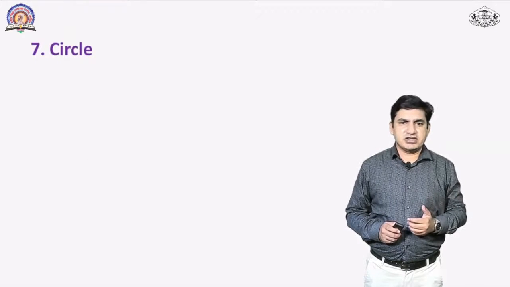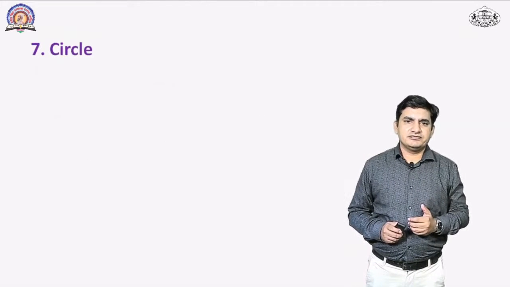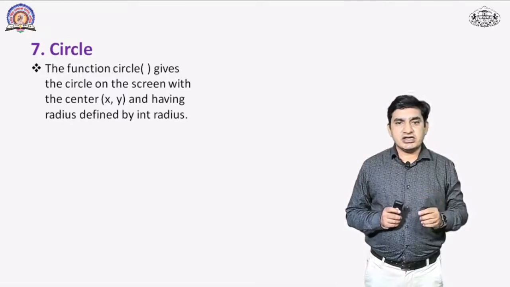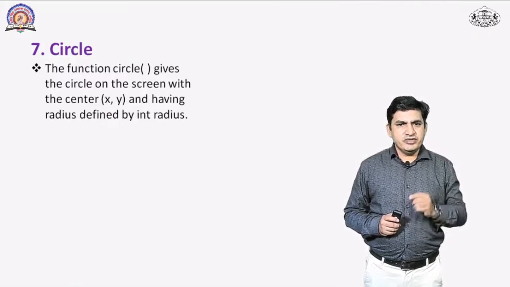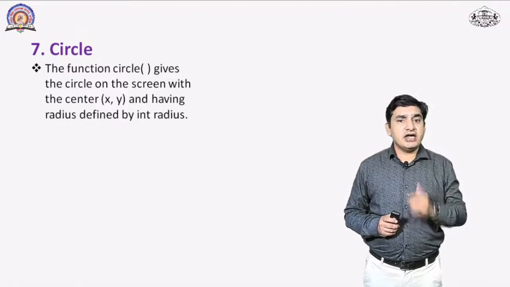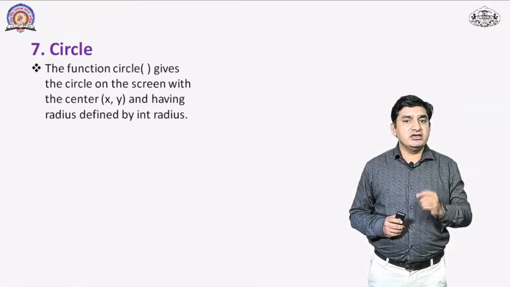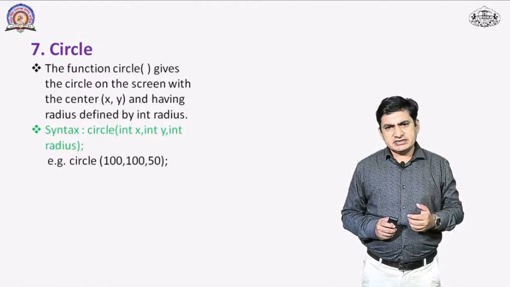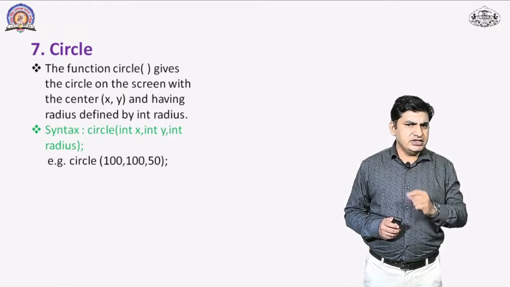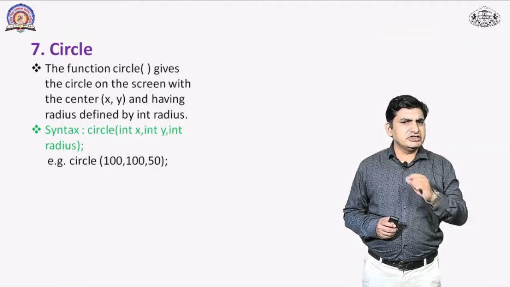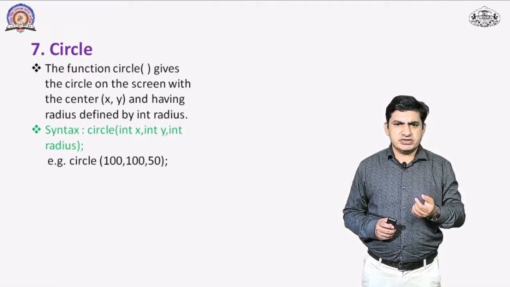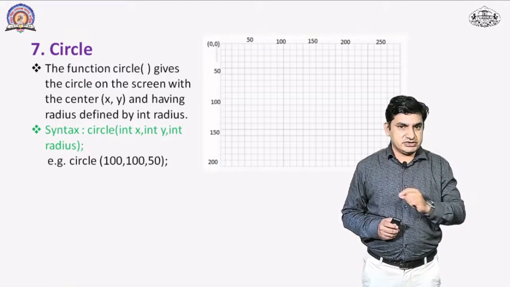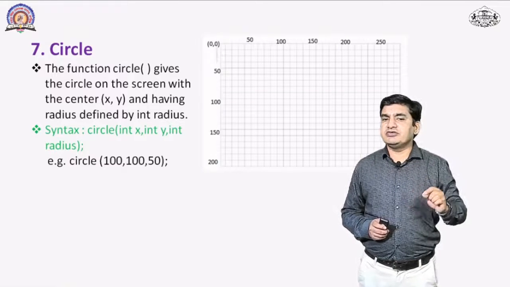First, circle. The function circle draws a circle on the screen with center x, y and having radius defined by integer radius. Syntax is circle(integer x, integer y, integer radius). Integer x and y give the center of the circle and integer radius gives the radius of the circle.